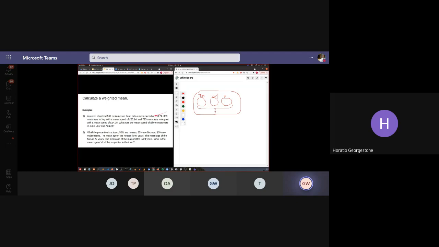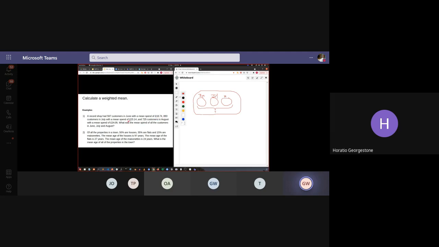Okay, so what we can't do is just take the mean of the three means. So we can't just take £18.74, which is the mean spend in June, £23.14, which is the mean spend in July, and £24.05, which is the mean spend in August, add them together, and then divide by 3. The reason we can't do that is because the number of items in each subset is different. So there are only 567 customers in June, for example, whereas there are 893 customers in July.